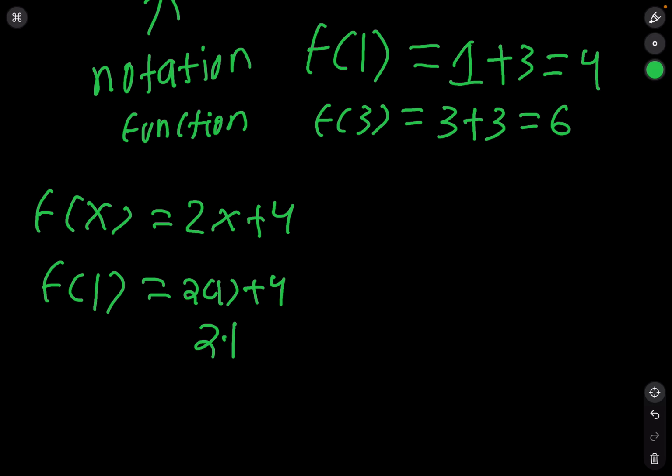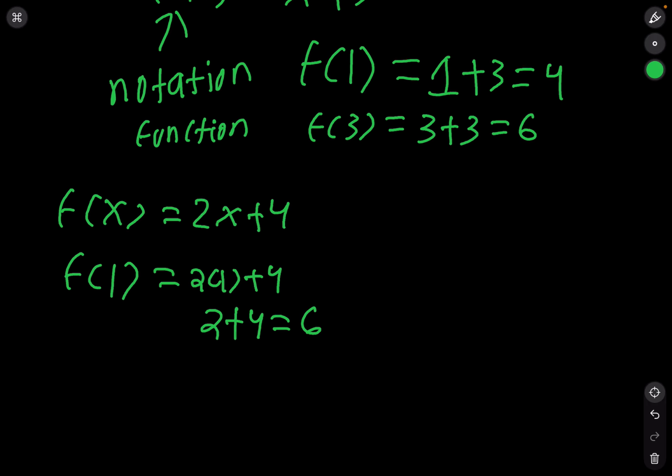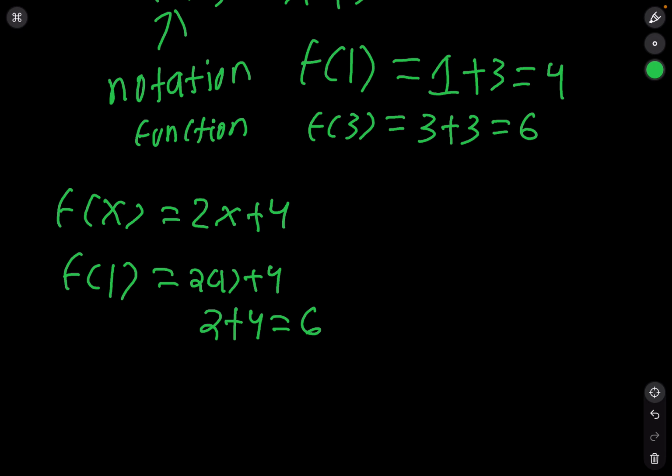And if you're smart with your PEMDAS, with your order of operations, you'll see that 2 times 1 is 2. Then you just do 2 plus 4 is equal to 6. And so we can safely assume that for f of 1 of the function of 2x plus 4, f of 1 is equal to 6.